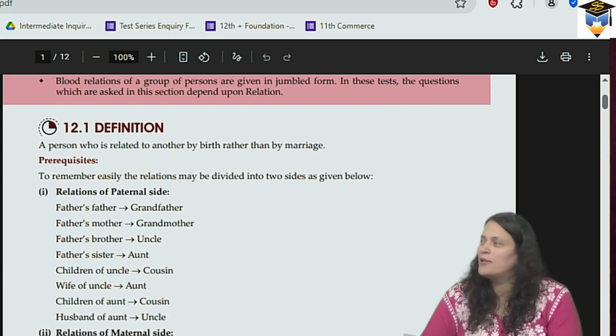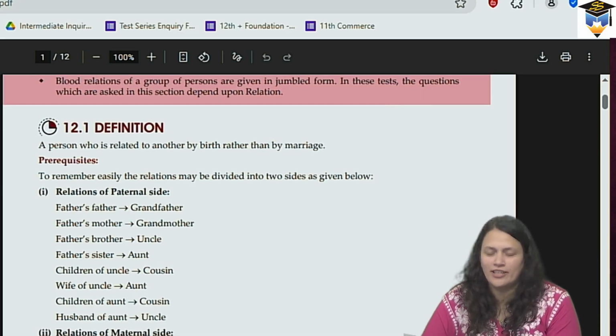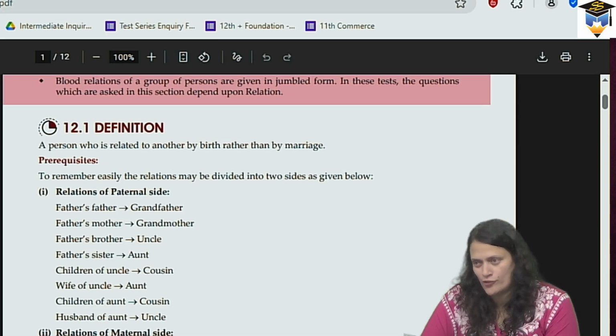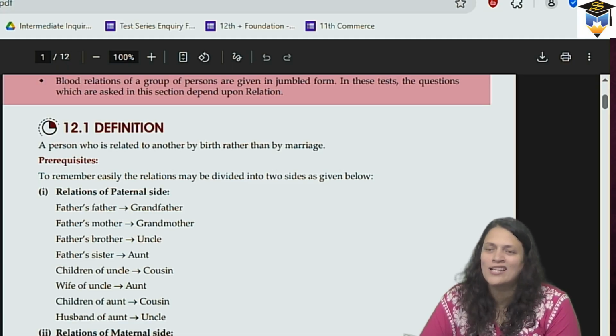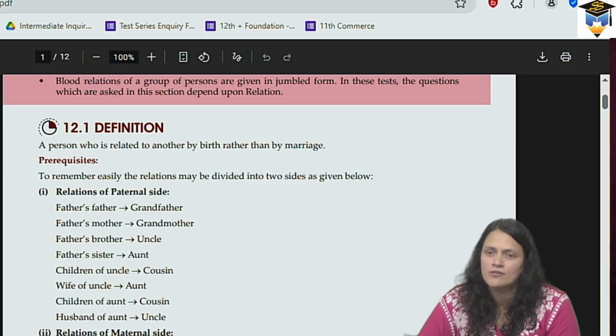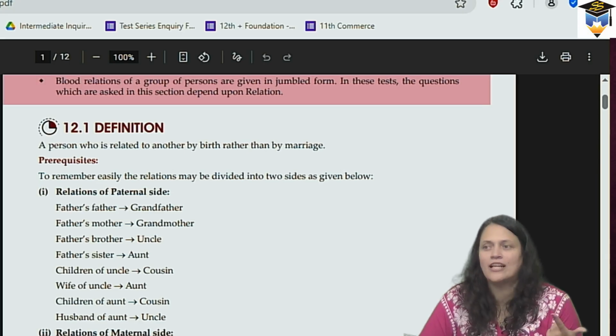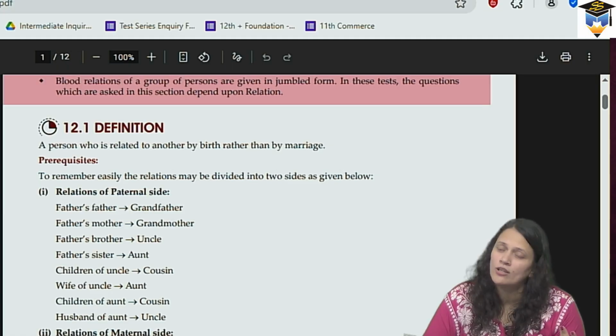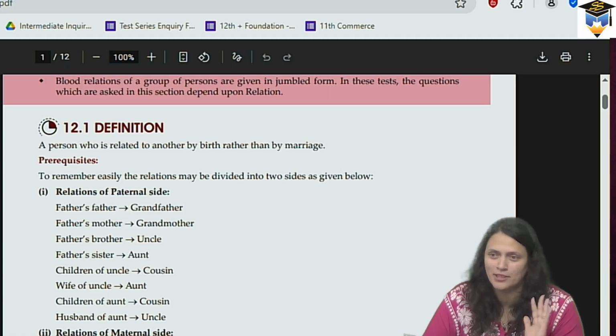Now tell me what is the definition of blood relation, or you can read it from your textbook. A person who is related to another by birth rather than by marriage. Okay. So now husband and wife, they are not blood related because they are related to each other by marriage. So who will be the blood relation? Mother, father, brother or sister. Also grandfather, grandmother.